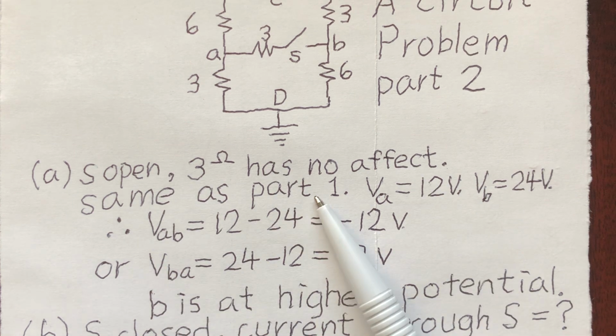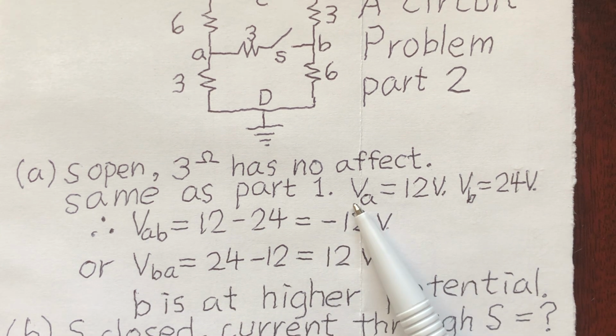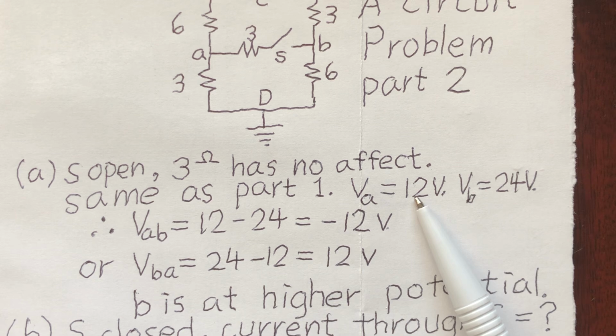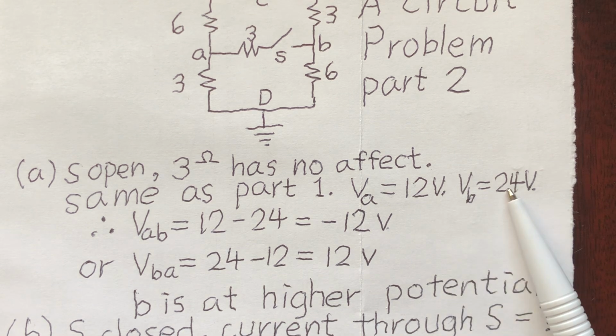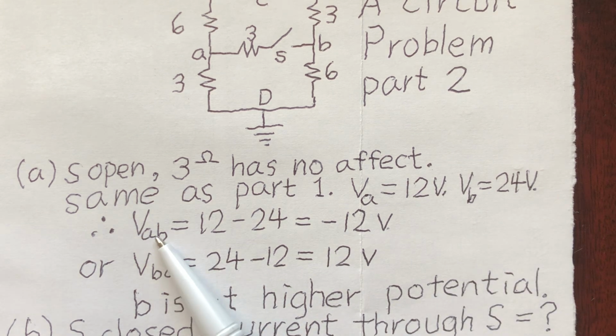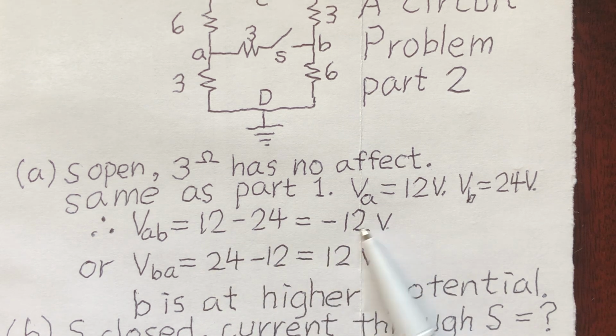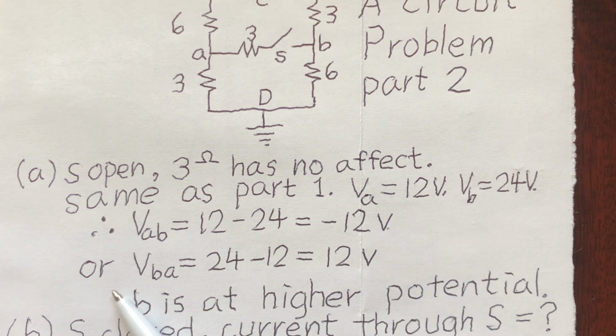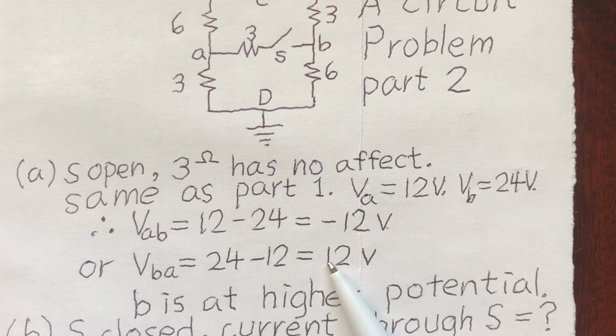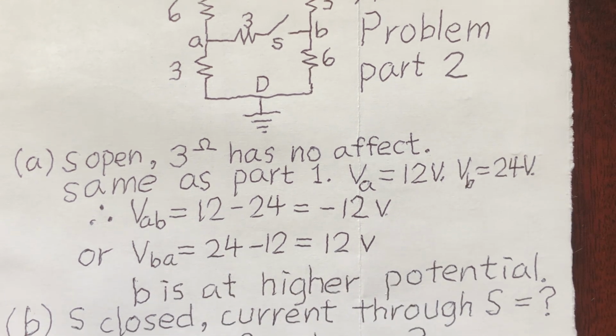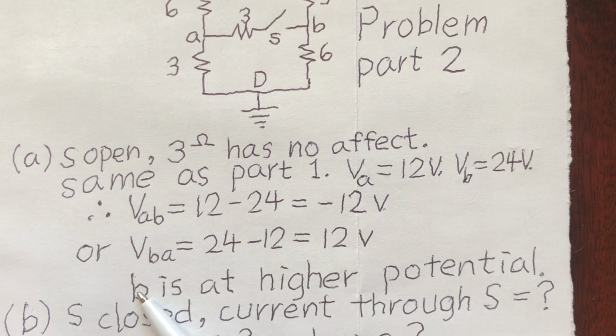Same as part 1. So VA is 12 volt. VB is 24 volt. So VAB is 12 minus 24 is negative 12 volts. Or you may say VBA is 24 minus 12 equals 12 volts. B point is at higher potential.